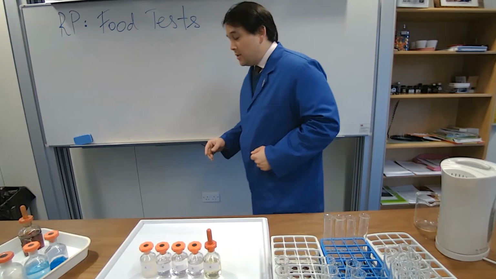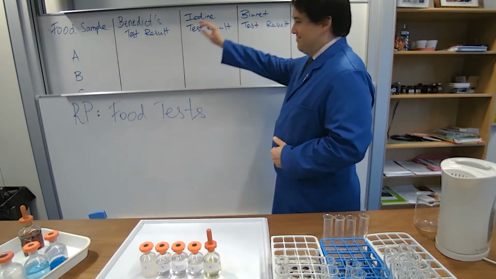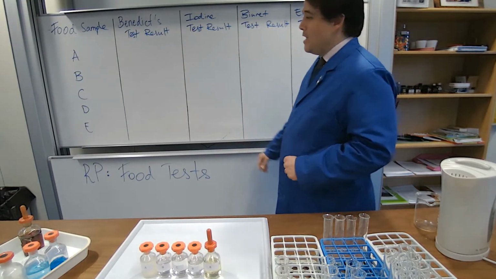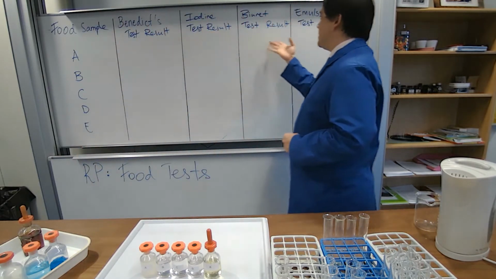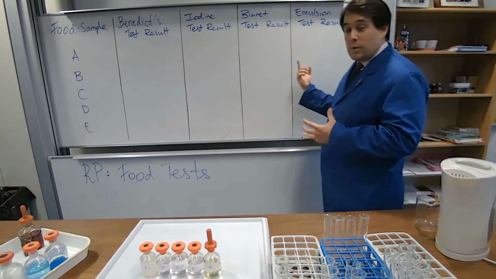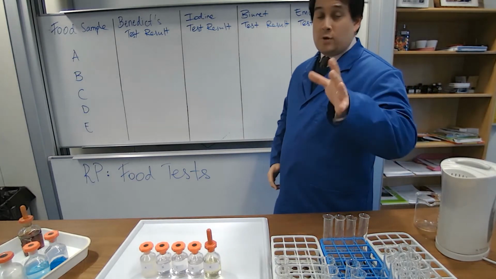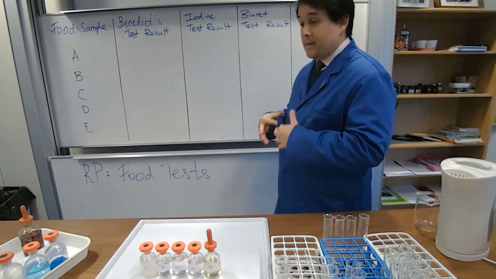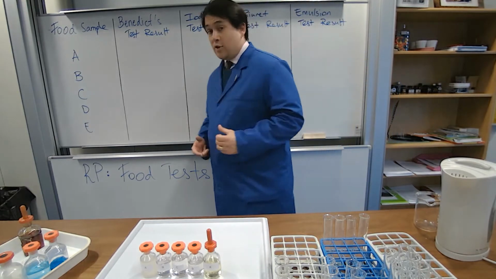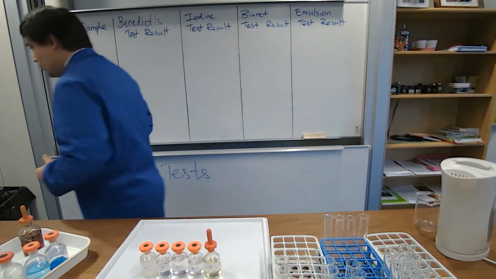So like any good scientist, we have food samples A through to E. We also have the different tests that we're going to be running, and I'll talk you through the steps for each one for you guys to make note and to note down what are the different steps to making that. So let's get cracking. Let me get my safety goggles.